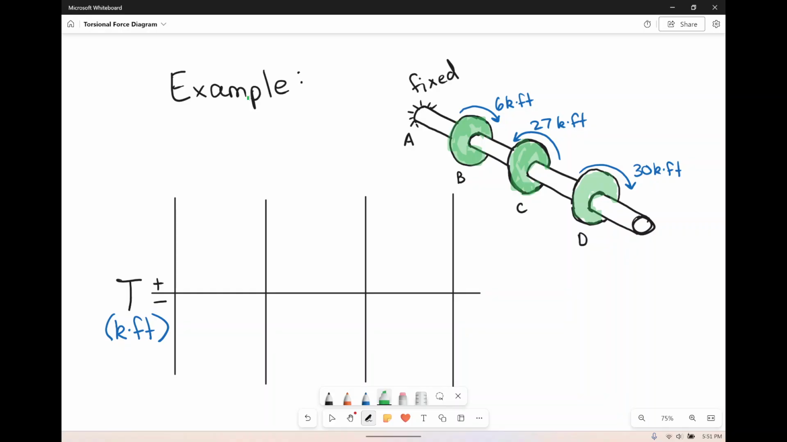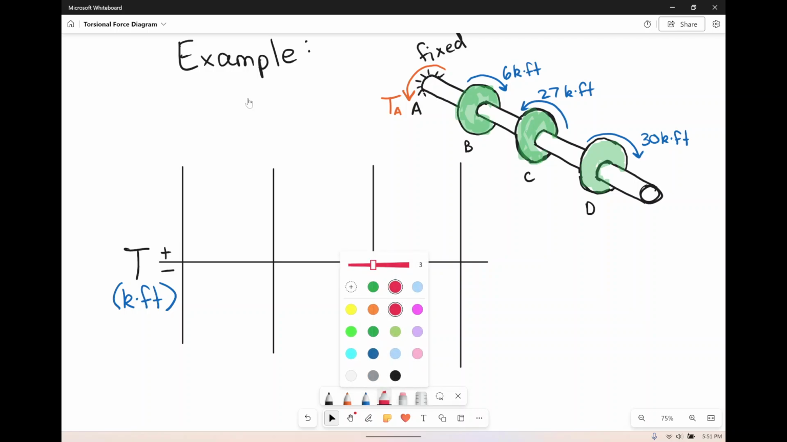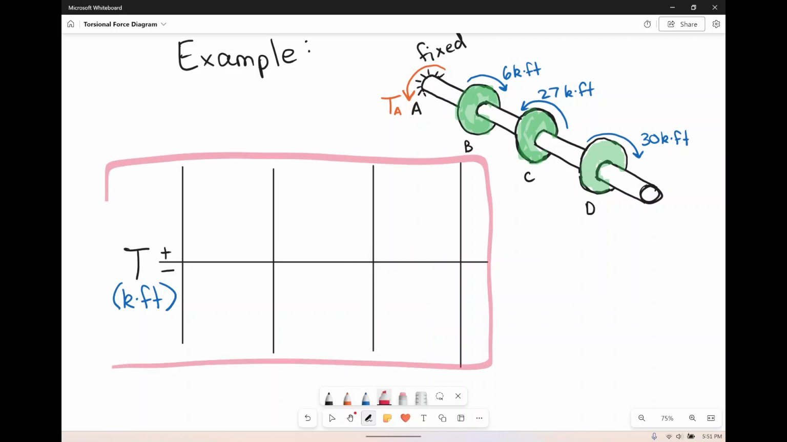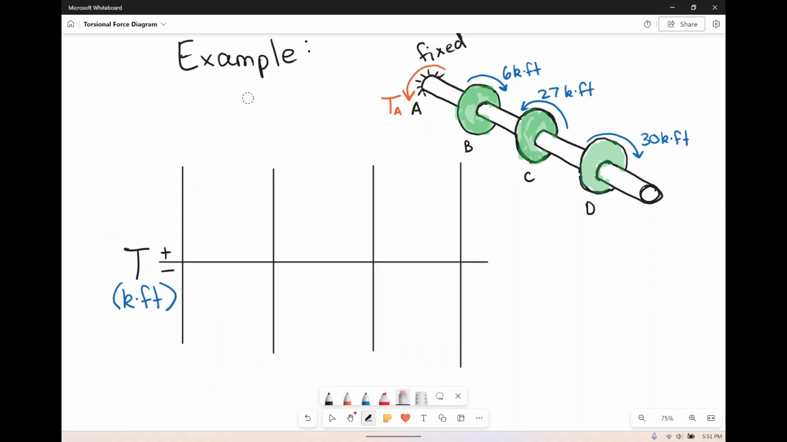And again, step number 1 is to figure out the moment that's going on over here at the fixed end A. So I'm going to just put TA over here. That's what we want to find. We want to find him first. Now the actual goal of this whole problem is to fill out our torsion force diagram. Usually they're going to be kind of sideways, because drawing these vertically, you totally could, but either way, it's all the same.